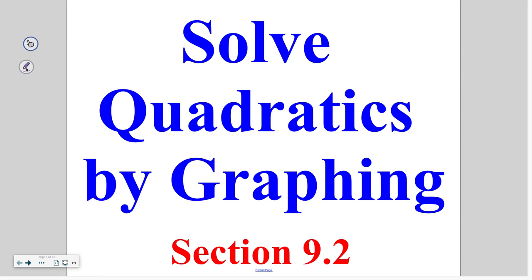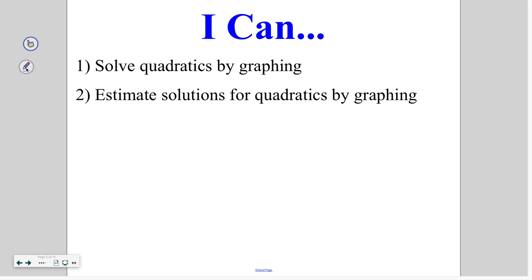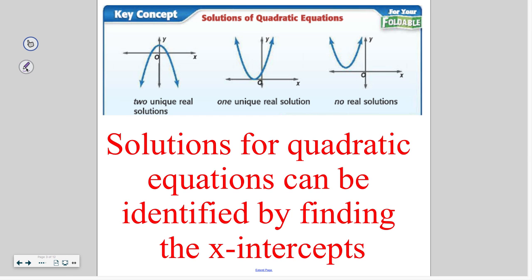Hello class, today we're going to talk about section 9.2, which is solving quadratics by graphing. By the end of the lesson, you will be able to solve quadratics by graphing and estimate the solutions by graphing. When we are looking at the graph of a quadratic, we are looking for how many times the parabola touches the x-axis. So those x-intercepts are going to be our solutions, those x values that we can plug in.